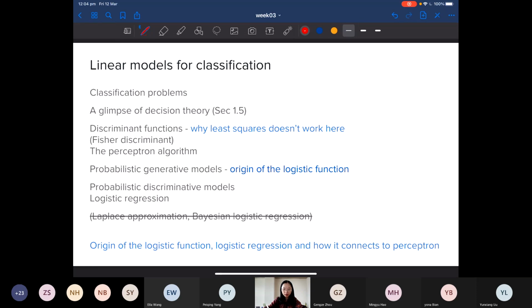So roughly speaking, I plan to cover the first few things up to the beginning of generative models today. Hopefully we'll get there. And then on Monday, in week 4, we're going to continue with the heavy lifting in generative models and logistic regression, plus a portion of the neural network content. All right, so let's dive in.